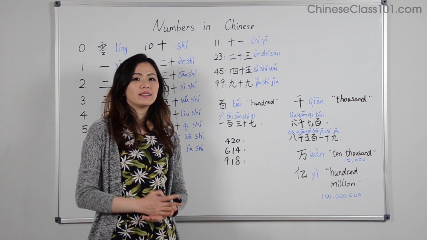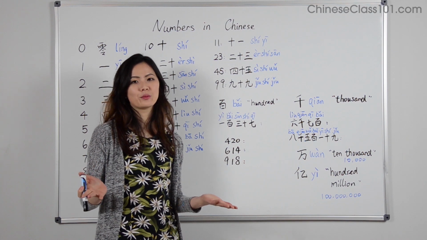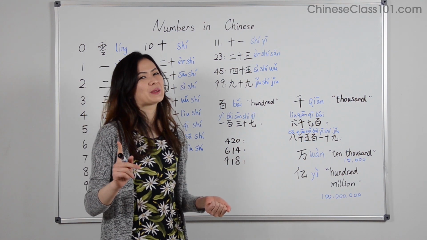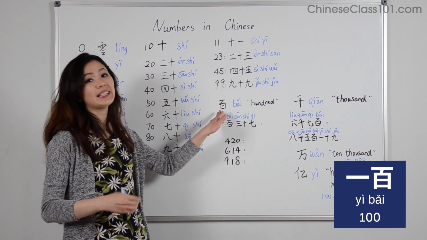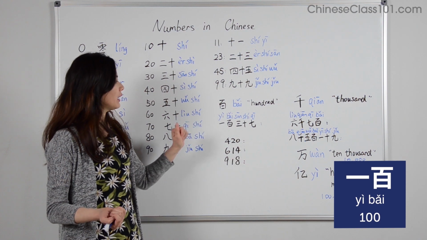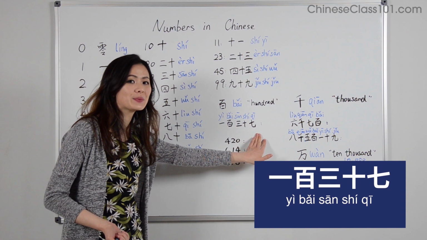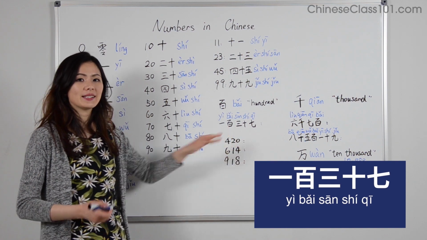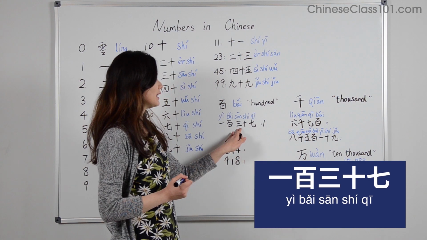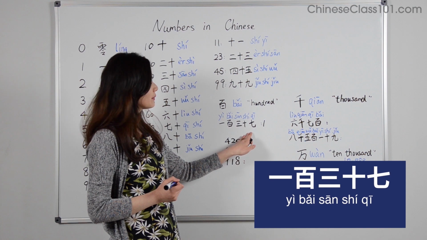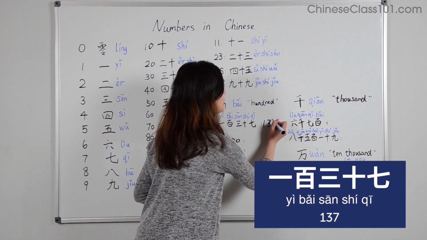Now to make any number that's bigger than 100, we need a few more words. And the first word we need is 百, meaning 100. And how about 137? What number is this? We know 100 is 一百. And 30, 7. 137.